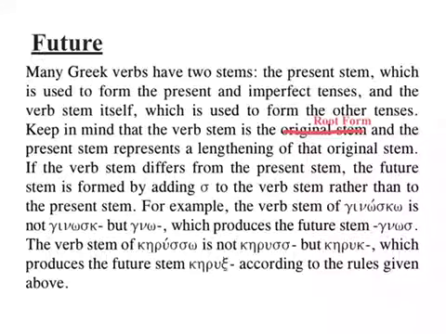So like the example on here, you have gnosko. Well, gnosko is not from gnosk. It's from gno, which produces the future stem gnos. And the same way with keruso, it's not kerus, but keruk, which produces the future stem kerux. So basically the kappa drops out on the verb stem, and it's lengthened to kerus, and that's where we get keruso.